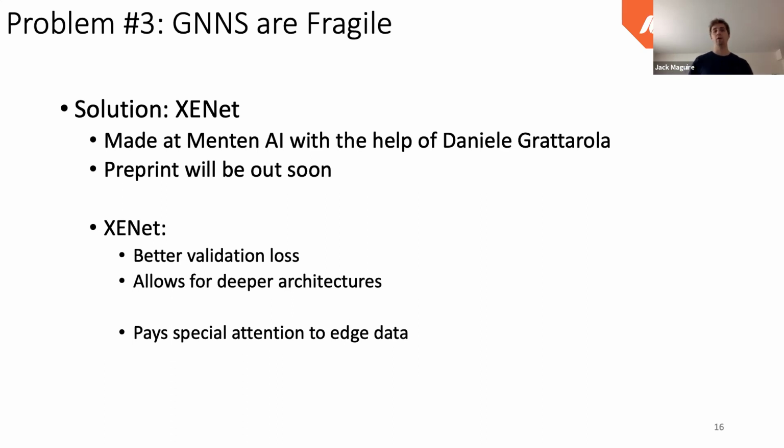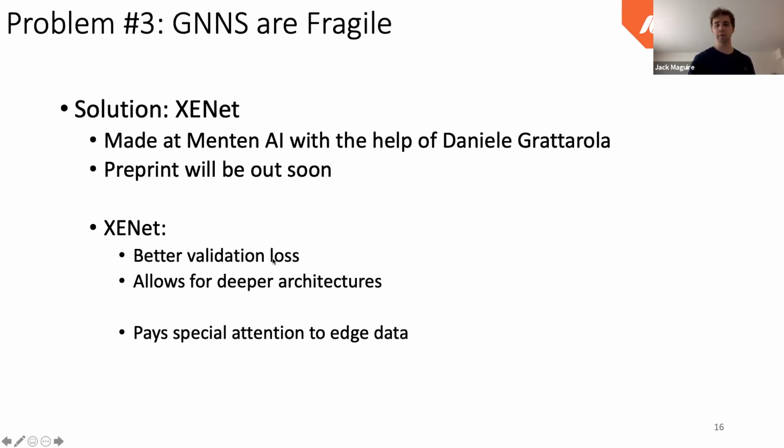This layer consistently gives us better validation loss, which is the main goal of training. But it's also more robust for deeper architectures. The formulation itself I won't go into because we're a little bit short on time. The gist is that this convolution pays a lot of attention to what's on the edges, the actual data on edges, instead of treating them like second-class citizens like other convolutions do. And it just seems to work for us.